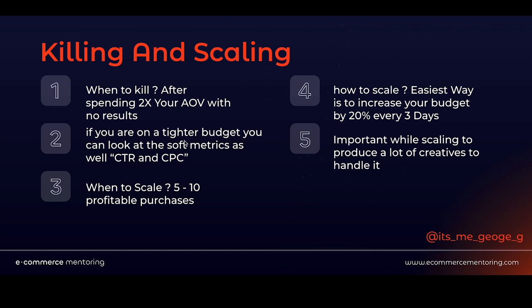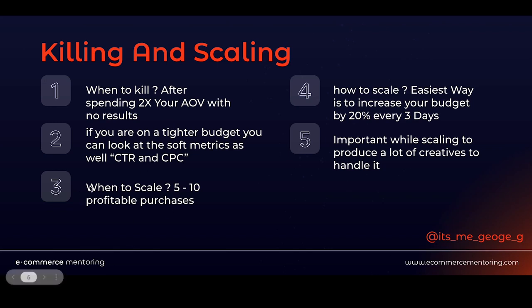If you are on a tighter budget, you can actually kill by looking at the soft metrics. Soft metrics meaning CTR and CPC. So as I talked about earlier, right? If your CPC is way too high, like you are testing and you get $1.5 CPC, you don't need to run that test for very long because that will not change with time, right? So if your CPC is very high and your CTR is very low, from the get-go, after the first day, you can already kill and you can test different videos.